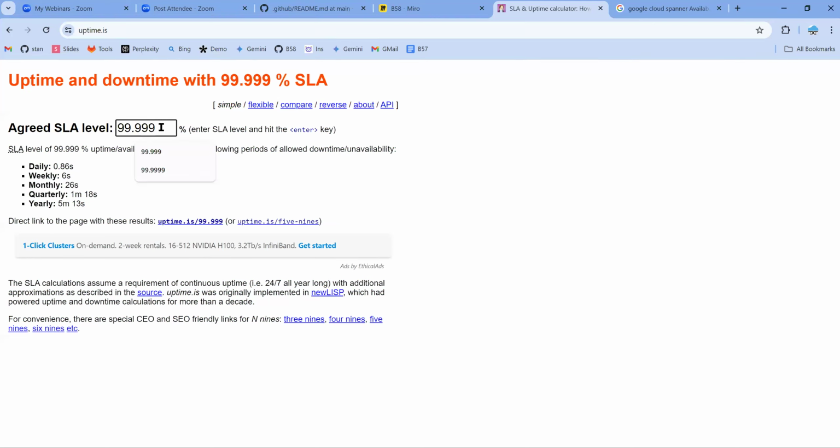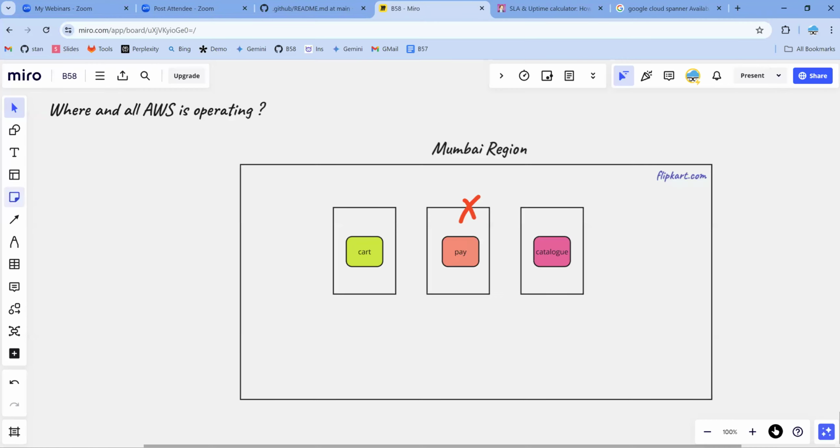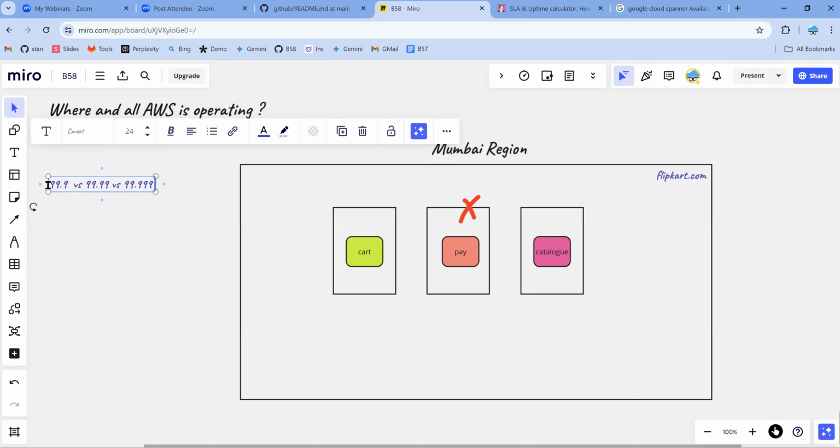If the product availability is higher, which product would be costly? 99.9% or 99.99% or 99.999%? Which one would be costly? The third one. Obvious. Downtime is very less. Exactly. The more availability that you offer, the more cost for the underlying infrastructure. You need to remember this point, that's why I'm saying this.